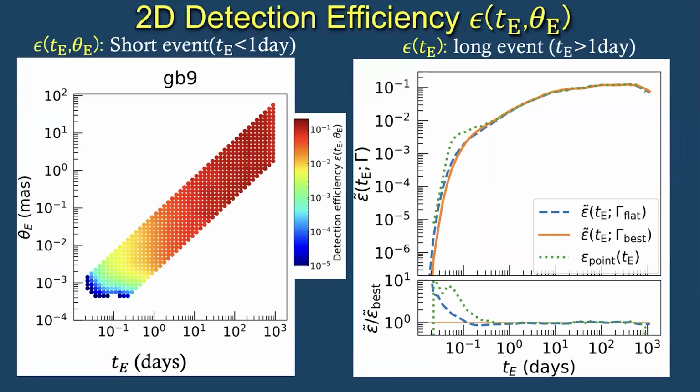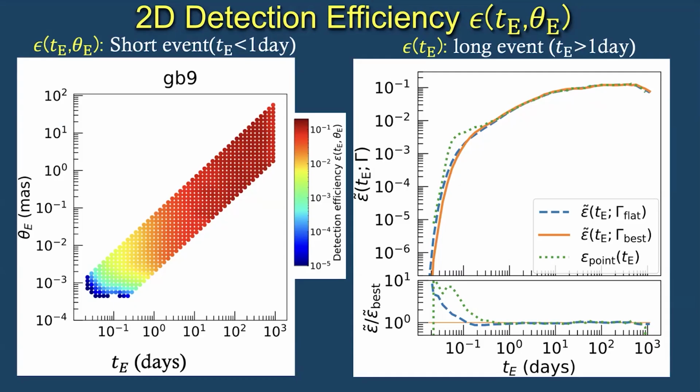So here is the result. Here is the first measurement of the 2D detection efficiency as a function of the tE and the theta E. So as you can see, there are the fewer detection, smaller detection efficiency at the short time scale as usual, but you can see there is a limit of the detection efficiency as around 10 to minus 3. This is because of the finite source effect.